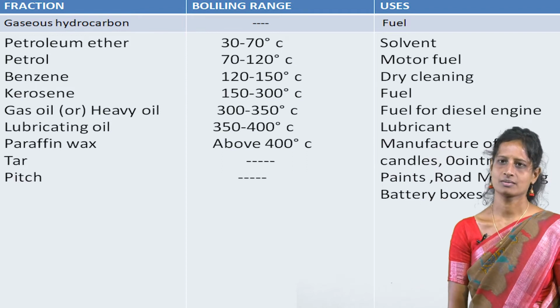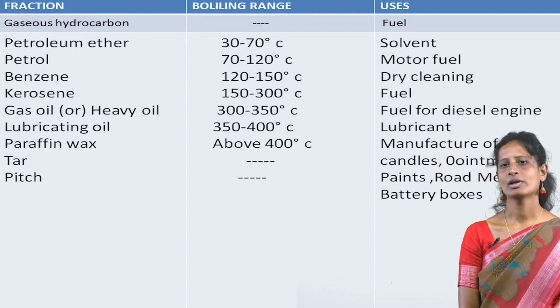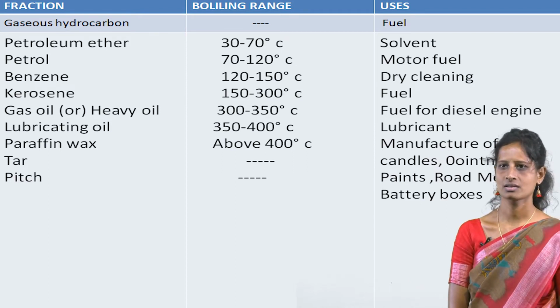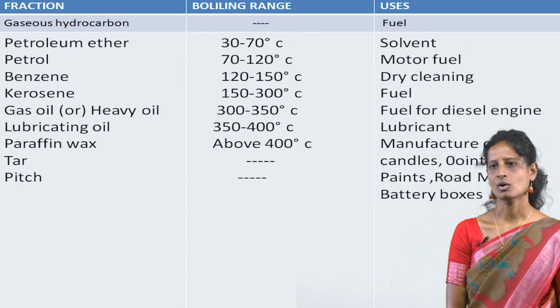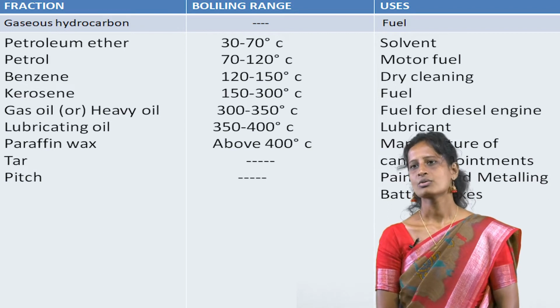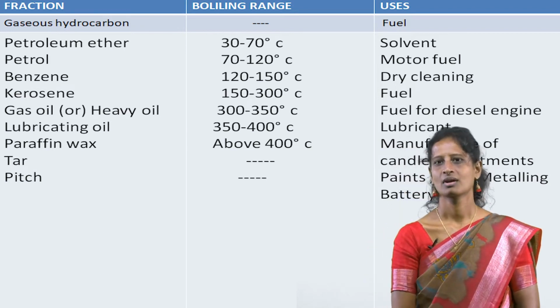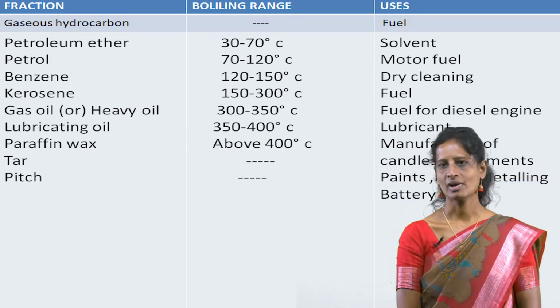Next one is paraffin wax. Paraffin wax has a boiling range of about 400 degrees Celsius and is used in the manufacture of candles. Next, bitumen, whose boiling values are not known, is used for road purposes. Next one is pitch, whose boiling values are also unknown.